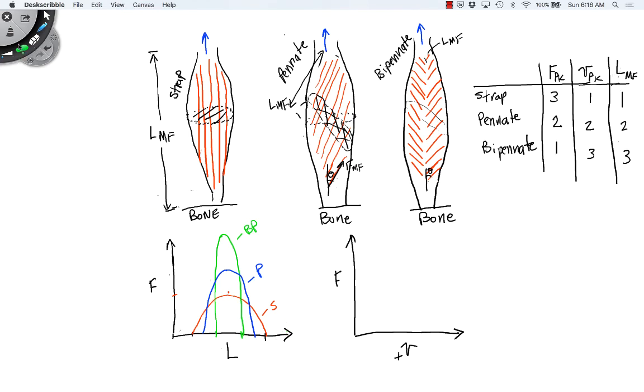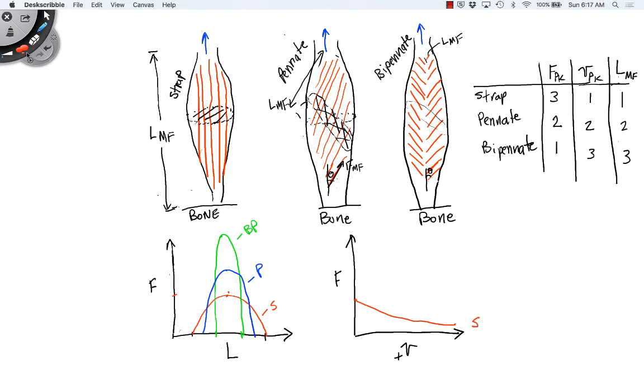Okay, so if we did the same thing for force-velocity, we could start with the strap again, which is in red. Now it's going to have the biggest peak velocity, the fastest of the three muscles, but it's also going to produce what? The lowest peak force. So we could come down here, go directly over, that was our peak force, so it's going to be the same for both the force-length and force-velocity, but it's going to go really fast, so it's going to be out here. So my force-velocity relationship for the strap looks something like that.